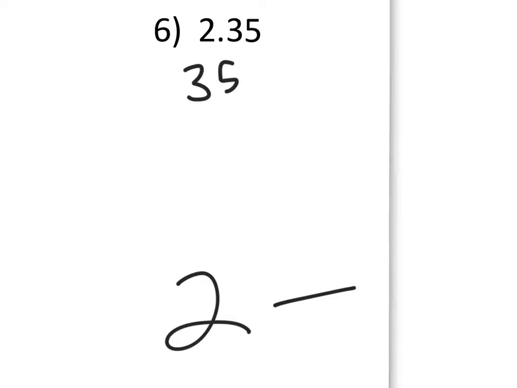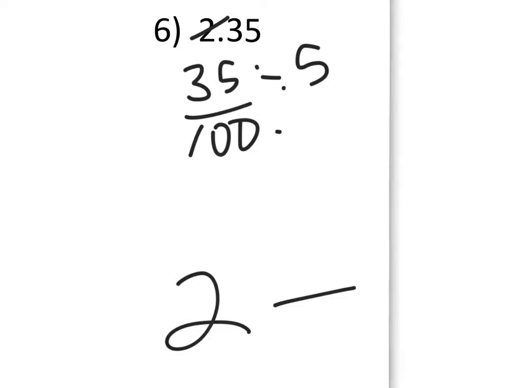The last one we're going to look at here one more time is greater than 1, so it's going to be a mixed number. Now, this one, 35 hundredths, because we've already taken care of that whole value of 2. I can look at it: it ends in a 5 with the 35, a 0 with the 100. So I know from my divisibility rules that each of these is divisible by 5. 35 divided by 5 is 7. 100 divided by 5 is 20.